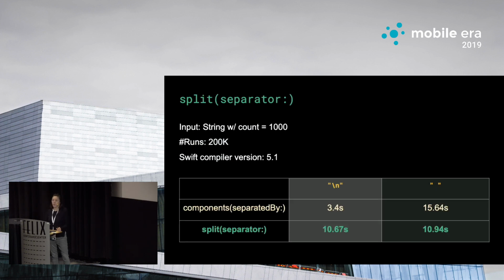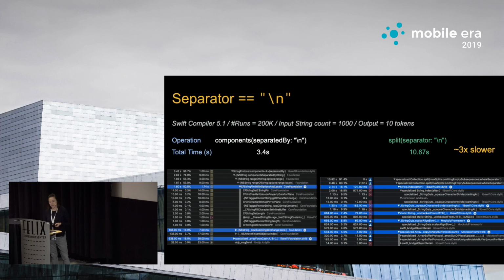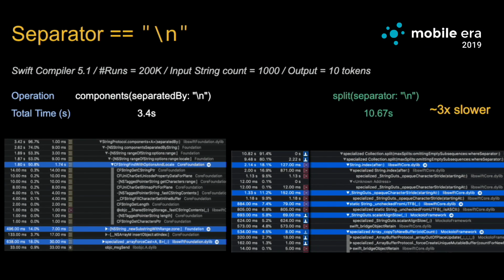Okay, so what about the split function? How come calling that function showed more or less the same number with both separators? Let's profile again. The result on the right is the split function result. And for comparison, we have the components function result on the left. They both use a new line separator.